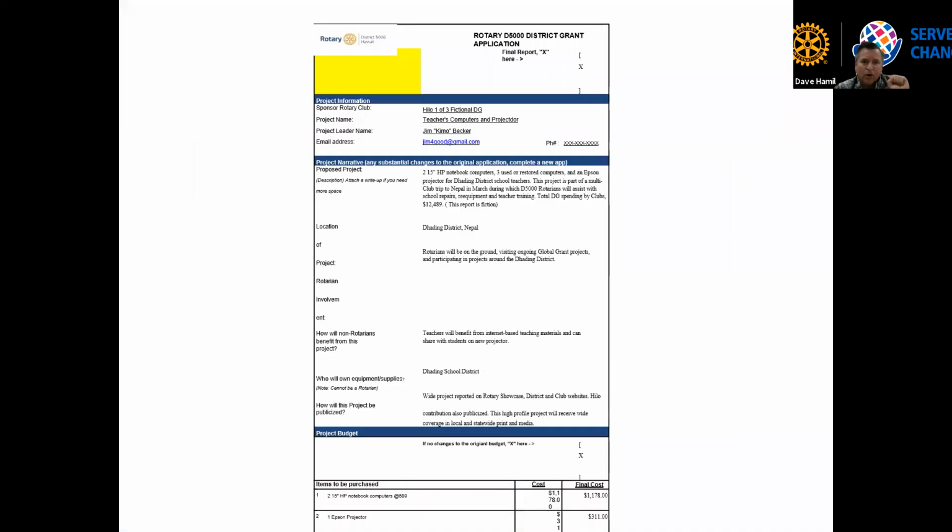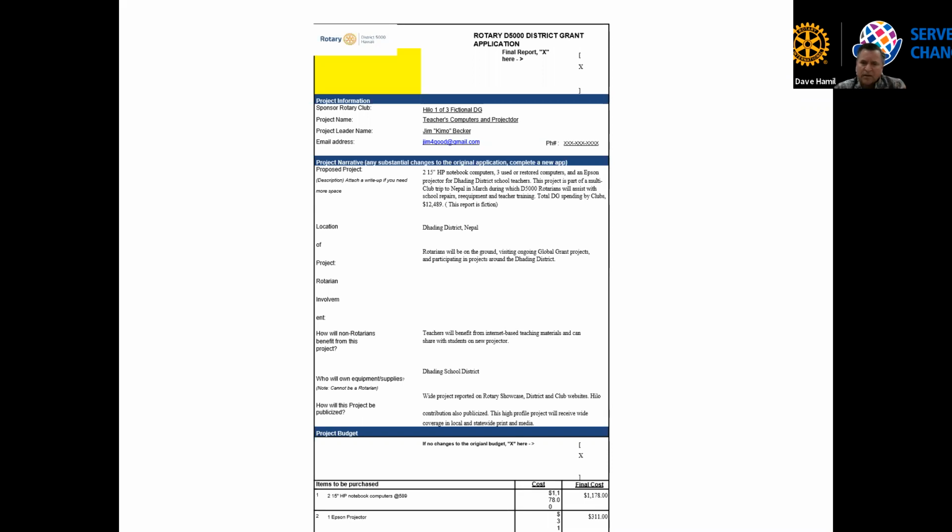So the final report, well, here it is right here. I pulled this off the web. You can find this also in the same spot on the district website. The grant application is the same form as the final report. So it's an Excel spreadsheet. We can also get it to you in other formats, but it's very simple.